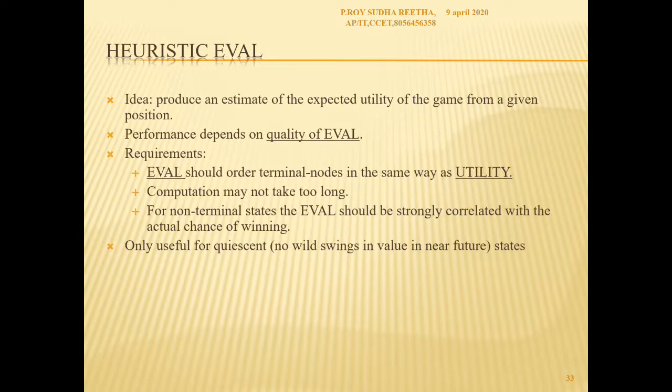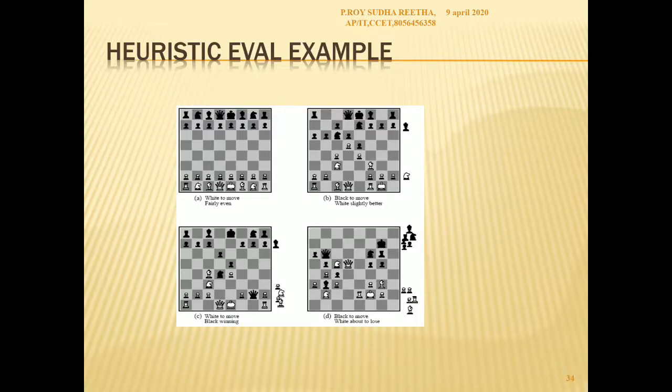And here we are going to see about evaluation, which is nothing but the performance rate depending on quality, and it should order the terminal nodes in the same way as the utility, and the computation should not take too long. For non-terminal states, the evaluation should be strongly correlated with the actual chance of winning. And the heuristic example is done using a chessboard example.